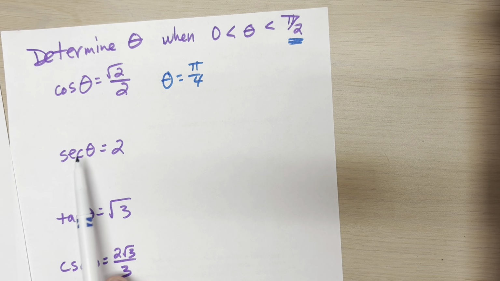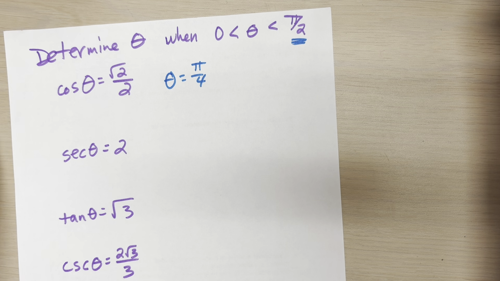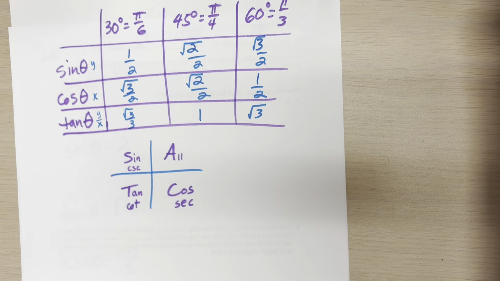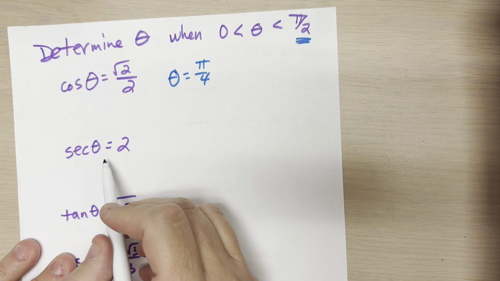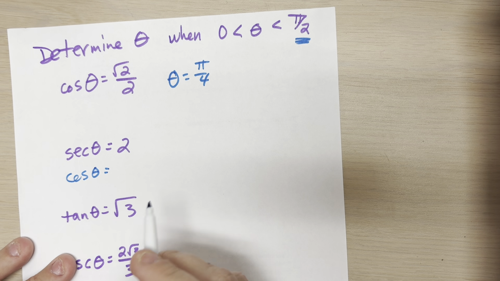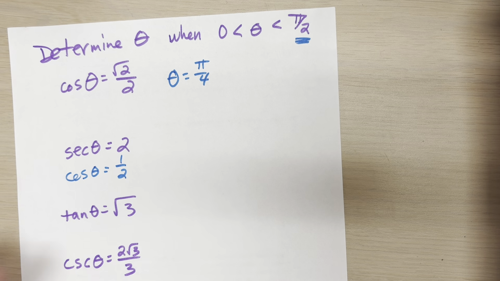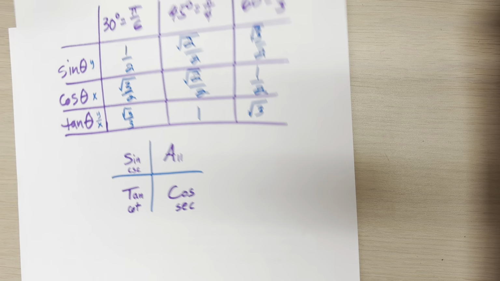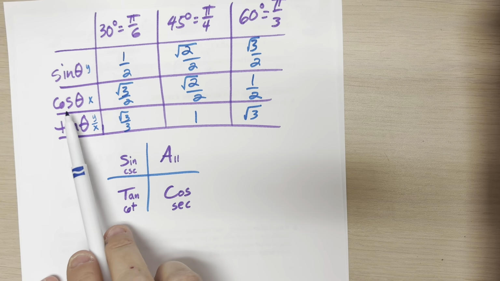I'm looking at secant is 2. Well, that's not on here anywhere, so we have to think a little bit. Secant is the reciprocal of cosine, so I'm now looking for a cosine value of 1/2. Let's see. Cosine is 1/2 at pi over 3.